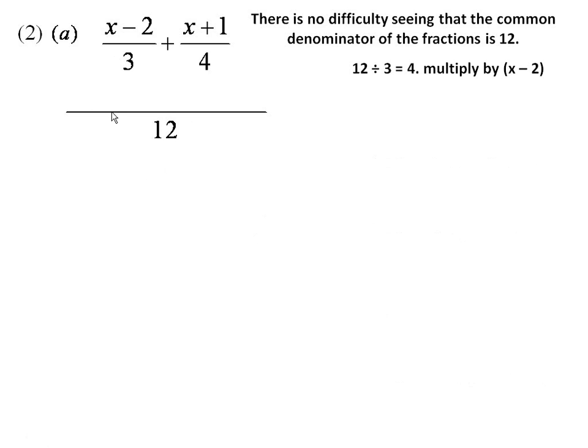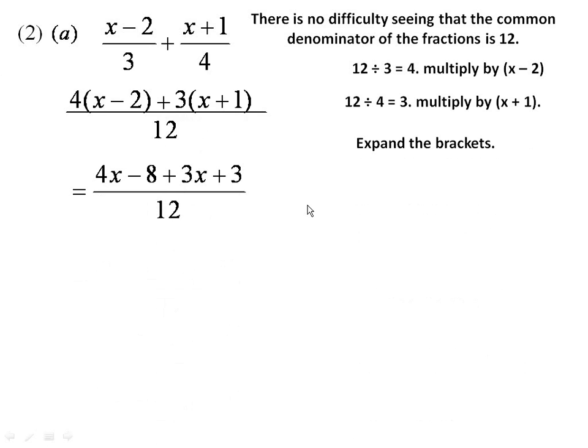And what do we do next? 3 into 12 is 4. 4 multiplied by x minus 2. Then 4 into 12 is 3. 3 times all of x plus 1. Expand the brackets. We have 4 times x is 4x. 4 multiplied by negative 2 is negative 8. 3 times x is 3x, and 3 multiplied by 1 is 3.